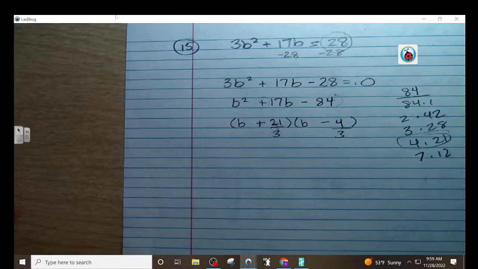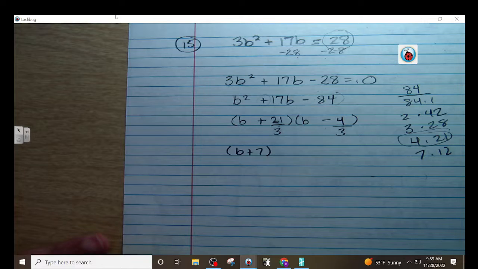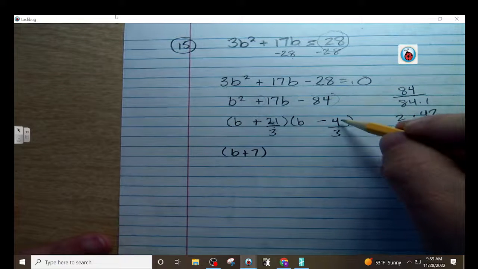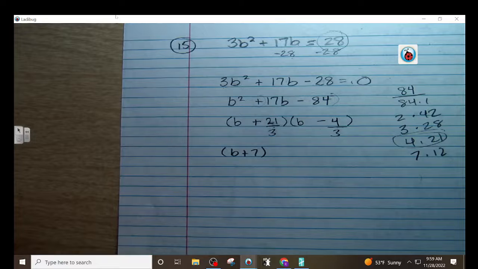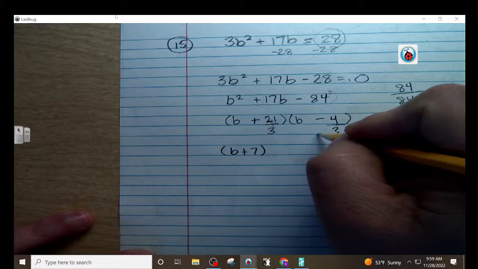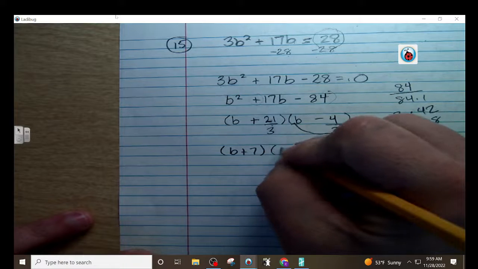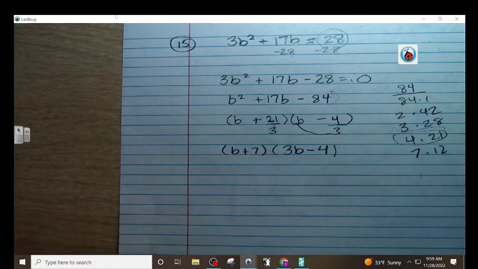Now that will divide out to be 7. So that's b plus 7. All right. And then this one, that is in its lowest terms. 4/3 is in its lowest terms. You can't leave this here. So you put the 3 in front of b. Right. So it's going to be 3b minus 4. All right, so those are the factors.